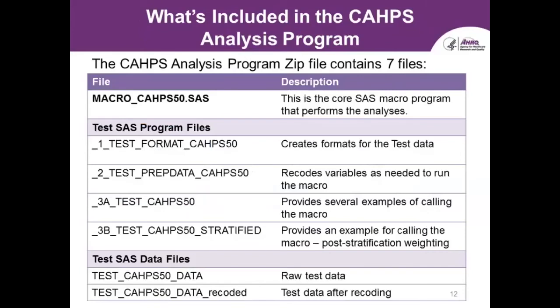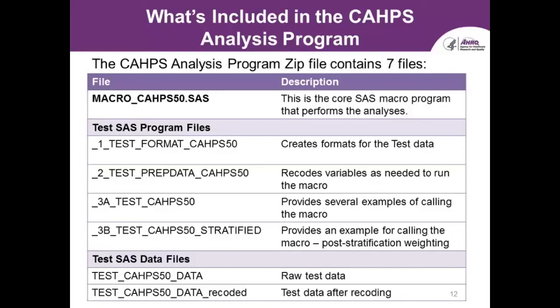So when you go and download the analysis program zip file, you'll actually see 7 files. That can seem a little overwhelming. The core file is macro_CAHPS50, and this is the SAS macro program. This is something that should not be modified. This is what you call in all your SAS code, and it does all of that analysis for you behind the scenes. In the zip file, there are also 4 program files and 2 SAS data files.